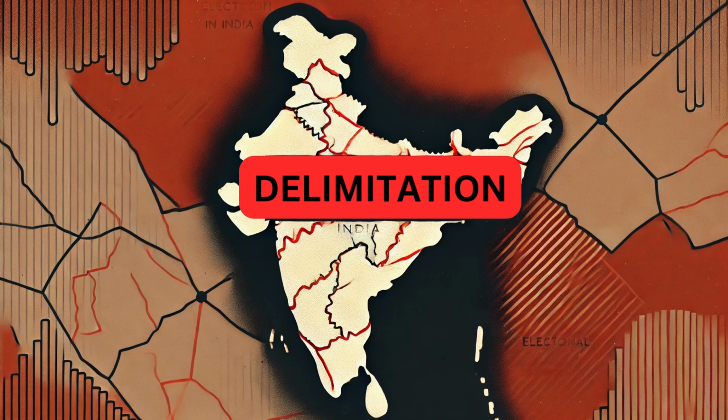Today's episode dives into a topic that shapes our democracy in ways we often overlook, that is delimitation. Why do constituency boundaries change? How does it impact elections and governance? And most importantly, how could politicians use it to their advantage? Let's explore all this with a simple story.